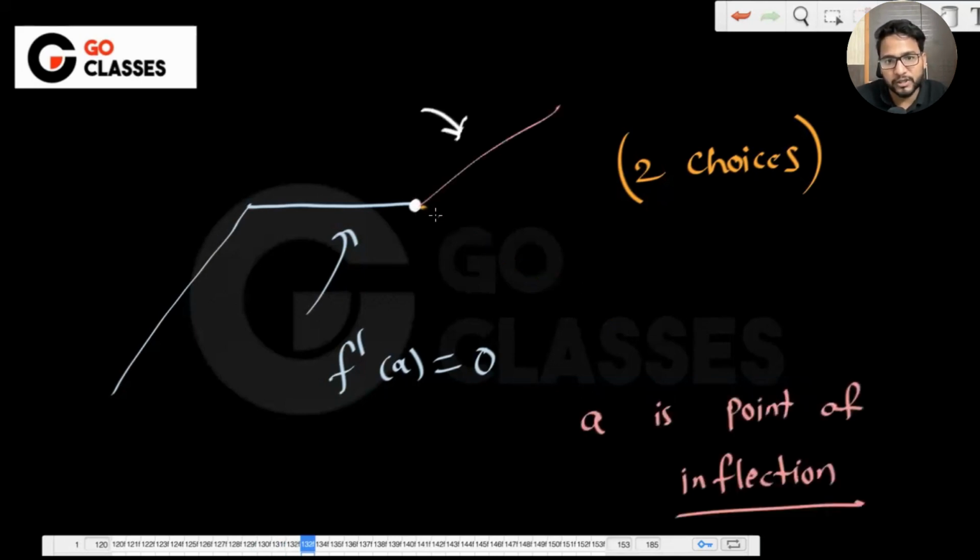If it is taking the same choice, then you will say it is a point of inflection. Okay, so we will talk about this point of inflection later. But yeah, this is a point where f dash a is zero. But before that, what is the sign? The function is increasing, which means the sign before that was positive. So you will say that this is A, where f dash a is zero.